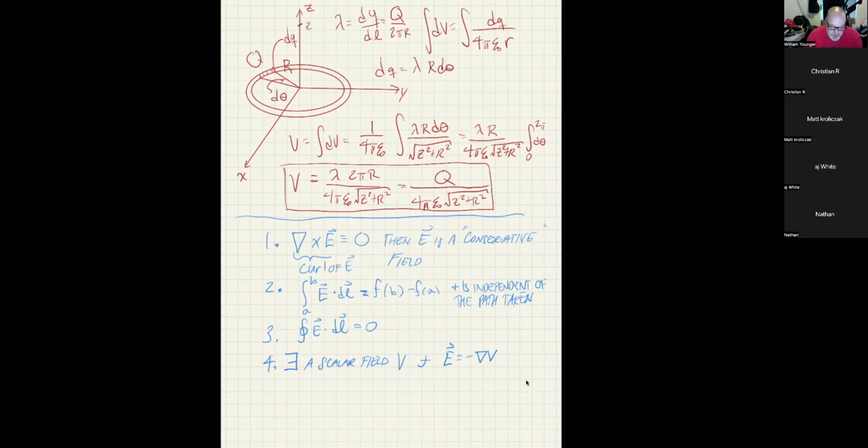So if you have a curlless field, then it's a conservative field. And that means there's a conservation law that can be used. If you have that, then it's automatic that you have all these other things, which means the line integral, which is basically like the work done from A to B, is independent of the path. And a closed line integral, in other words, anytime you start and finish on the same spot, is going to be 0. And there exists a scalar field that you can represent E by. So that's the big thing here.